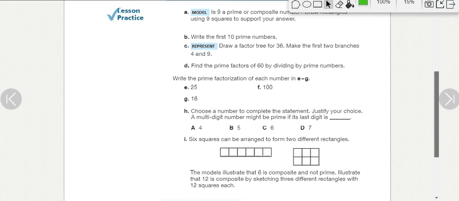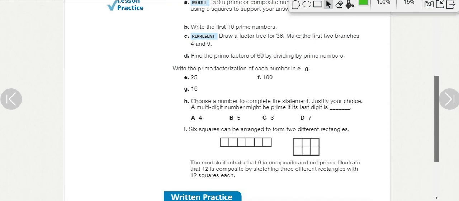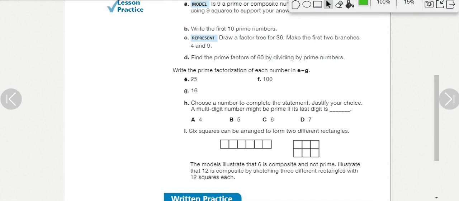They use a squares arrangement thing you can learn more about in the lesson when it comes to composite and prime numbers. Feel free to check that out, but I'm just going to require, let's do A through E and stop there. A through E, please.